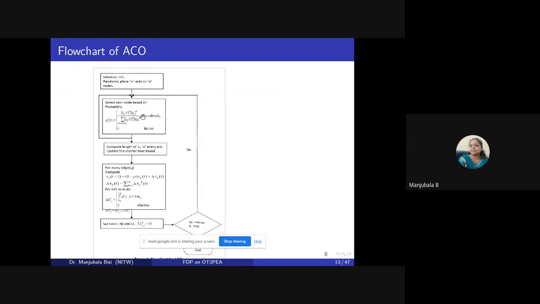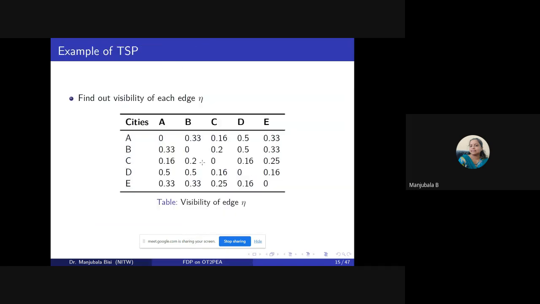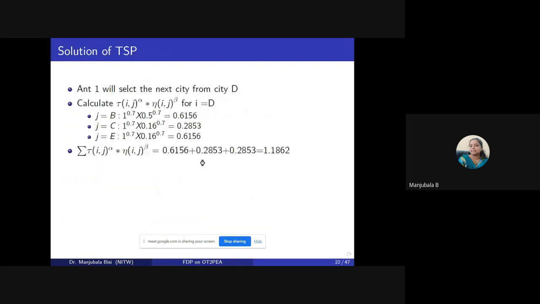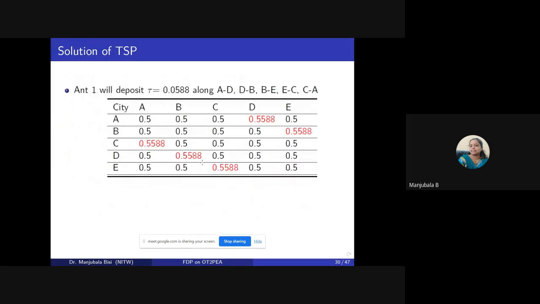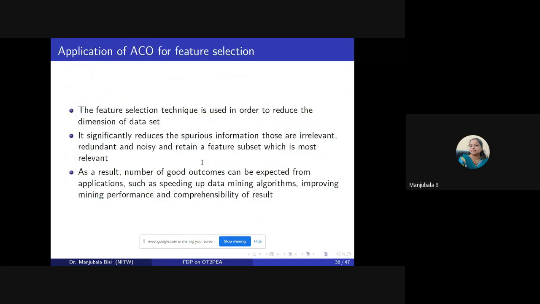So the probability function is tau to the power alpha into eta to the power beta, divided by the summation of tau to the power alpha into eta to the power beta. This is given as 0 or 1, right? Then tour length you have to calculate, and this is the pheromone update. In the pheromone update, there is pheromone evaporation. So this is tau_ij(t+1) = (1 - rho) into tau_ij plus delta tau_ij, how much amount of pheromone is going to be deposited by the ants. These two equations you have to use in the ant colony optimization algorithm to solve the problem. The same procedure you have to follow for the feature selection by using this ant colony optimization algorithm.